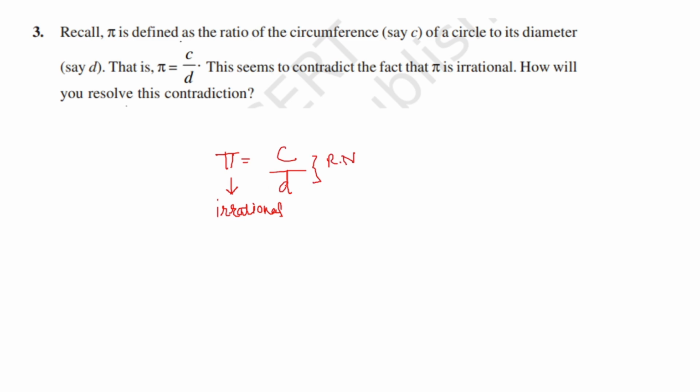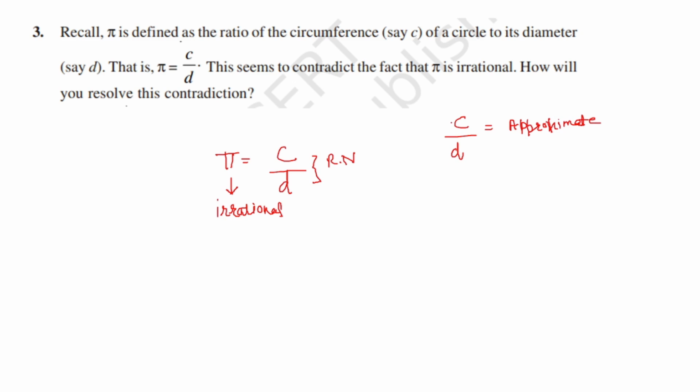So we have to resolve this contradiction. As we know, the circumference and the diameter are only approximate values. We can't write the exact value of the ratio of the circumference of a circle and the diameter of a circle.